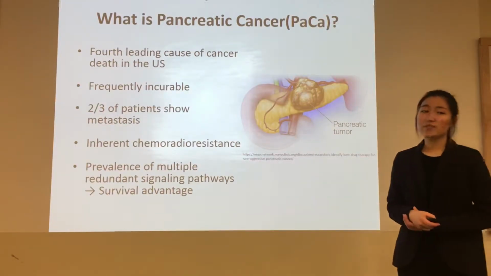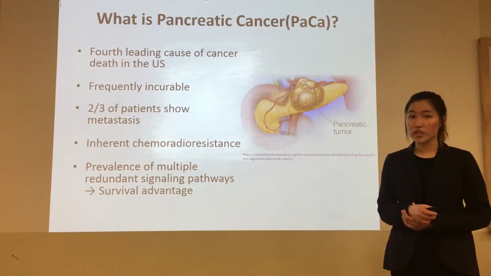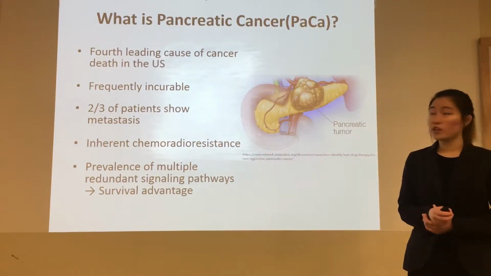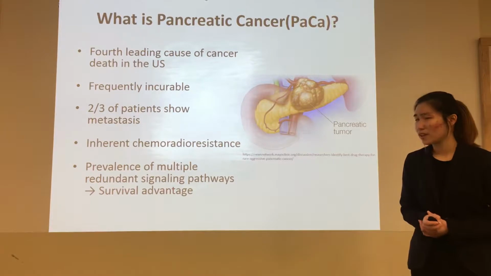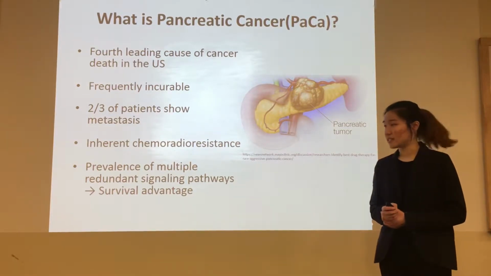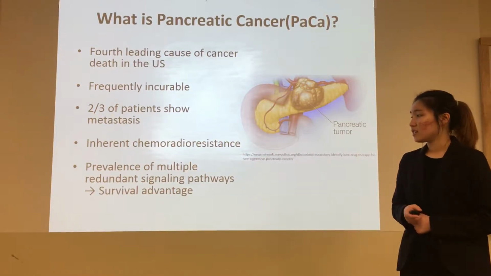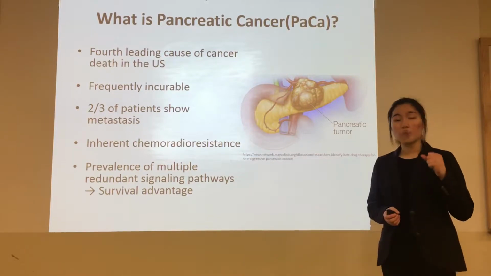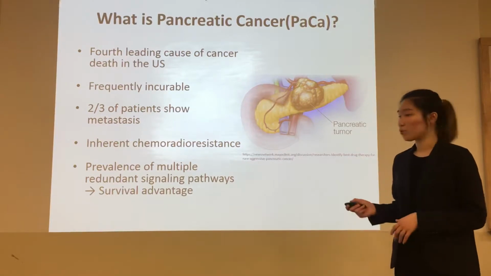Pancreatic cancer is very aggressive, and its symptoms are not specific in the early stages. Therefore, it is the fourth leading cause of cancer death in the US. It is frequently incurable due to the fact that two-thirds of patients show metastasis, and it also has inherent chemoradioresistance. One explanation for inherent chemoradioresistance is its prevalence of multiple redundant signaling pathways. This means that even if you block one pathway with a drug, it will still be able to signal through other pathways, which allows cell proliferation.